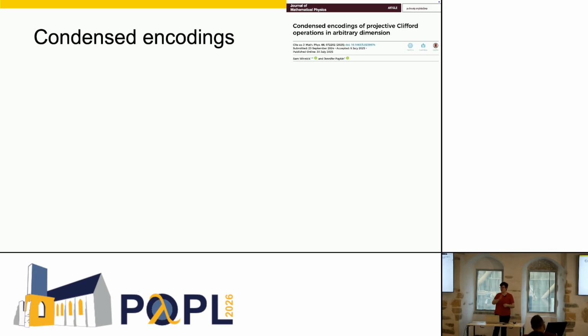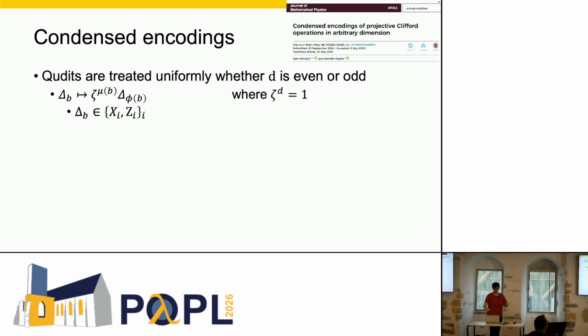So my co-author Sam and I, in some previous work, worked out a different encoding of projective Cliffords, which has some quite nice properties that work out well for this application. Okay. So fact one is that in the condensed encodings, qudits are going to be treated uniformly whether D is even or odd. So when we're working with these encodings, we don't have to worry about the dimension D.